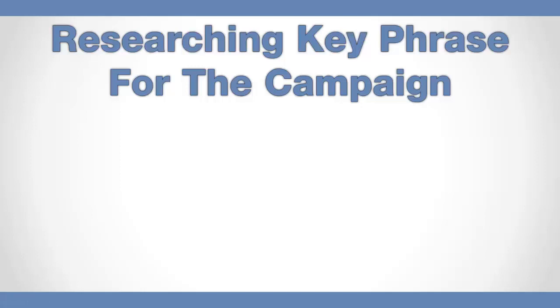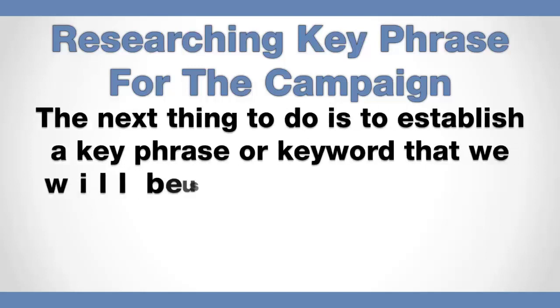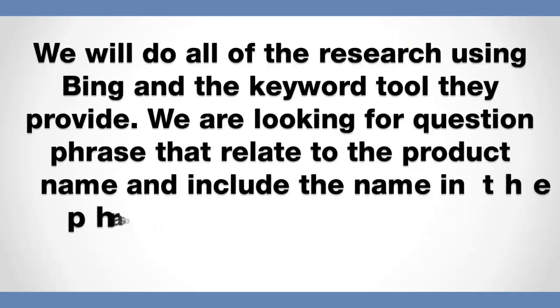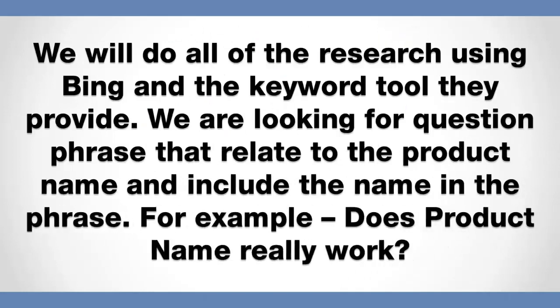Now in this one we're going to go ahead and research our key phrase for the actual campaign. So the next thing to do is to establish a key phrase or keyword that we'll be using to target our ads. We're going to use this keyword to target in and around our ads, and then the special page will be based around this key phrase as well. We will do all the research using Bing and the keyword tool they provide.